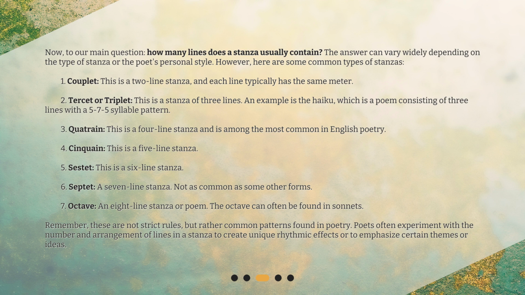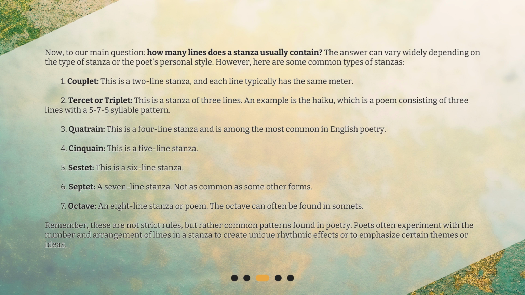1. Couplet. This is a two-line stanza, and each line typically has the same meter. 2. Tercet or triplet. This is a stanza of 3 lines. An example is the haiku, which is a poem consisting of 3 lines with a 5-7-5 syllable pattern. 3. Quatrain. This is a 4-line stanza and is among the most common in English poetry.